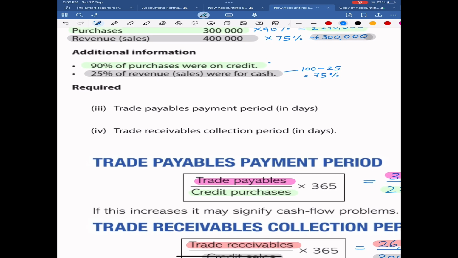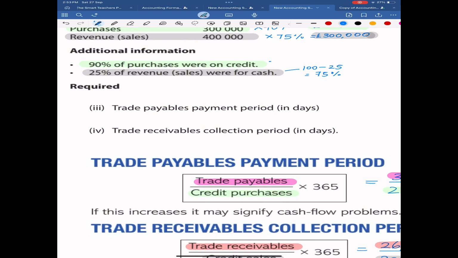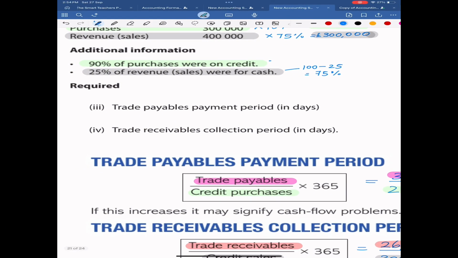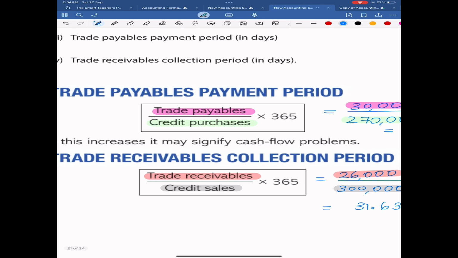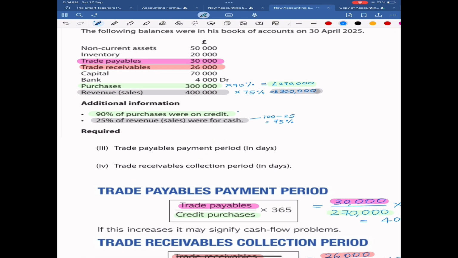Number 3. Trade payables payment period in days. Trade receivables collection period in days. In both these cases, you'll need the credit purchases and credit sales. These are the formulas to calculate trade payables payment period and trade receivables collection period. Trade payables payment period: trade payables over credit purchases times 365. Trade receivables collection period: trade receivables over credit sales times 365.